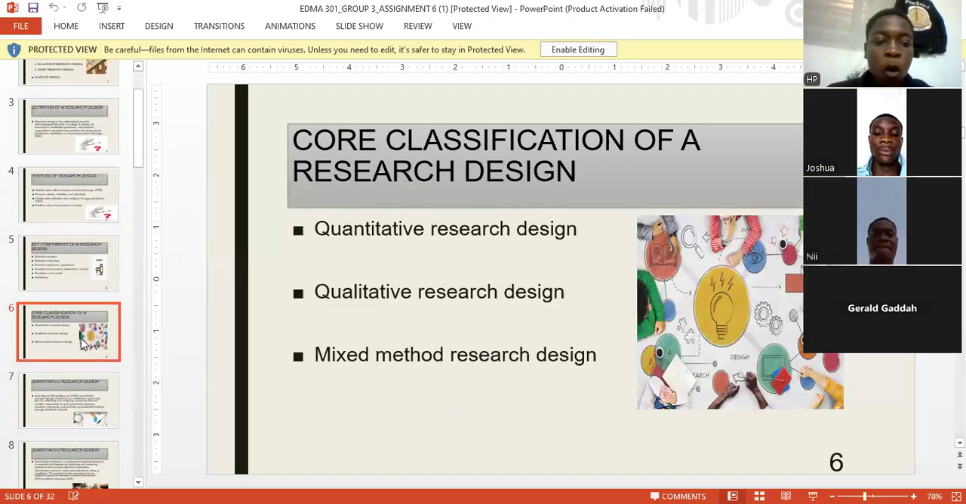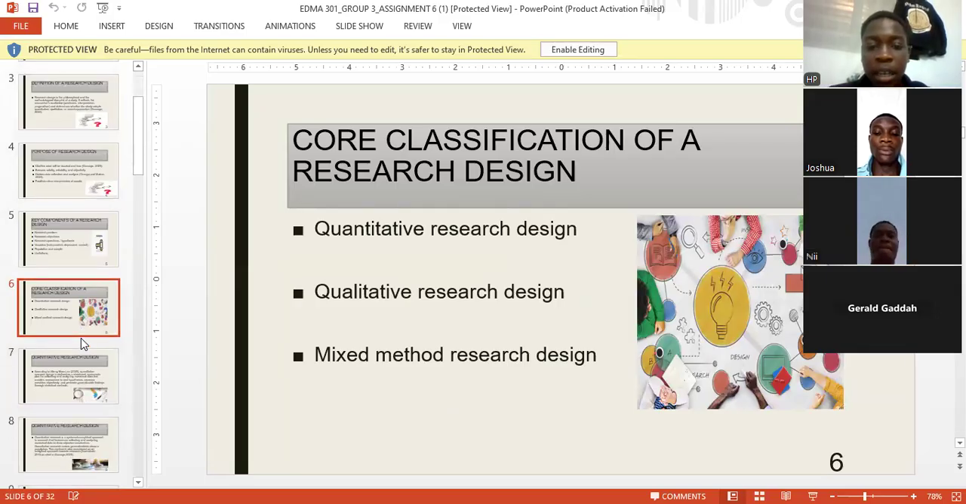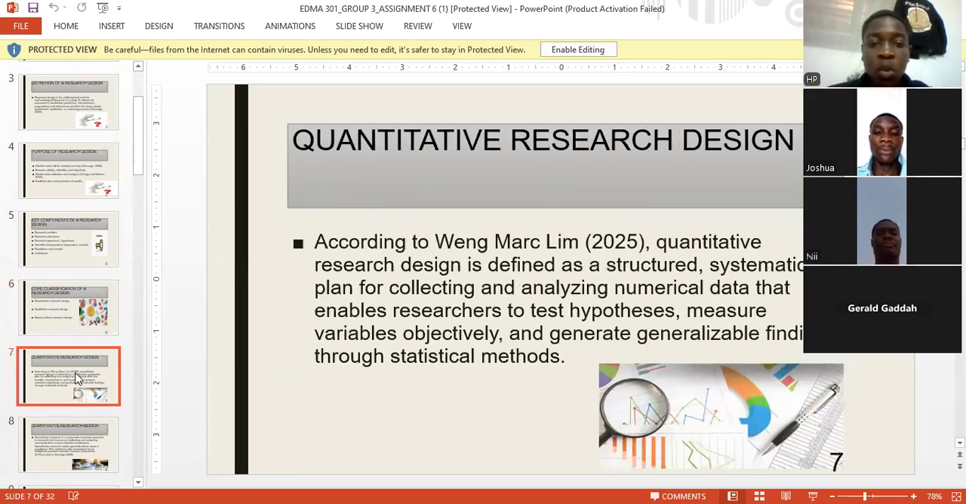So we have the core classification of research design. The first one is quantitative research design. Second is qualitative research design, and then the mixed method research design. So for the quantitative, according to Wang, it is defined as a structured systematic plan for collecting and analyzing numerical data that enables researchers to test hypotheses, to measure variables objectively, and generate generalizable results through statistical methods.